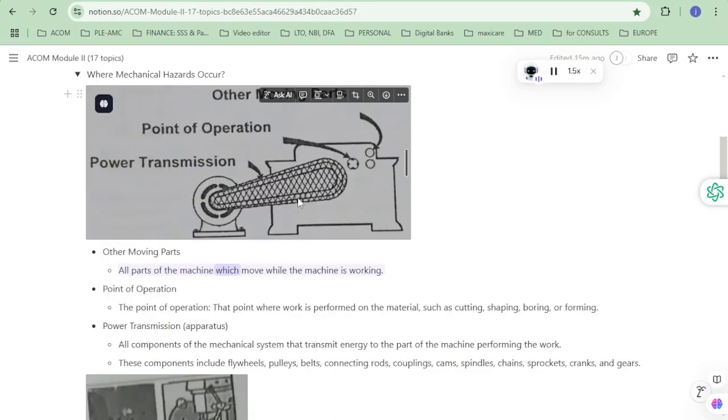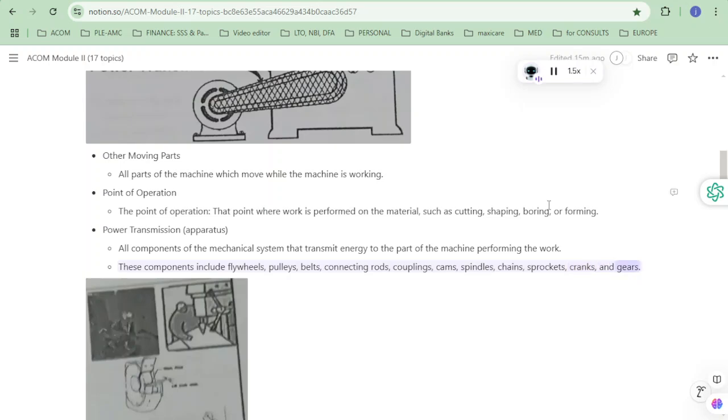Other moving parts: all parts of the machine which move while the machine is working. Point of operation: the point where work is performed on the material, such as cutting, shaping, boring, or forming. Power transmission apparatus: all components of the mechanical system that transmit energy to the part of the machine performing the work. These components include flywheels, pulleys, belts, connecting rods, couplings, cams, spindles, chains, sprockets, cranks, and gears.